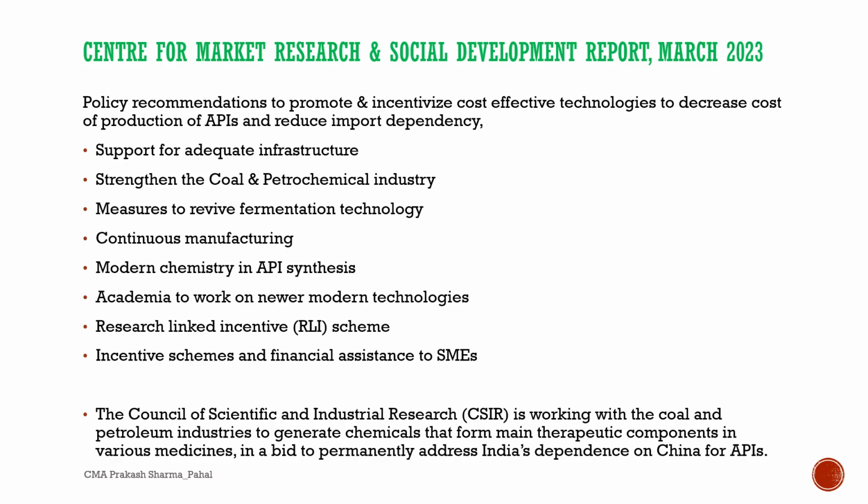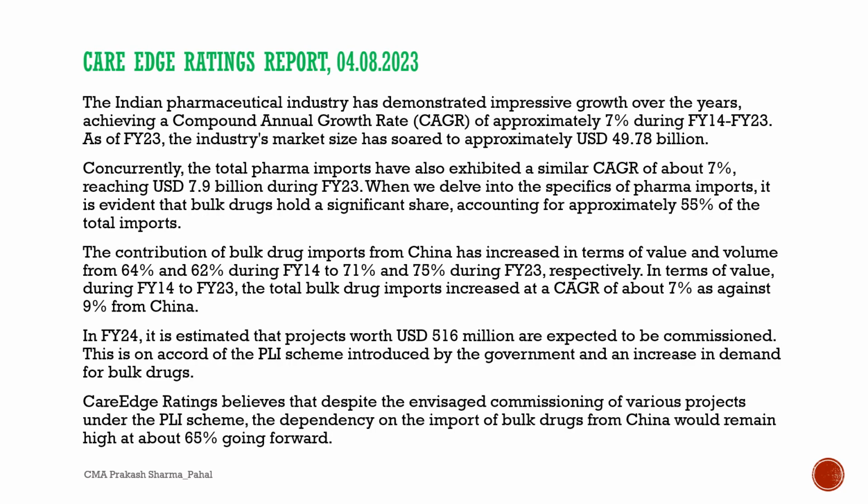The Council of Scientific and Industrial Research is working with the coal and petroleum industries to generate chemicals that form main therapeutic components in various medicines in a bid to permanently address India's dependence on China for APIs. CareEdge Ratings, in their report of 4th August 2023, highlight the Indian pharmaceutical industry has demonstrated impressive growth over the years, achieving a CAGR of approximately 7% during FY 2014 to FY 23. As of FY 23, the industry's market size has soared to approximately USD 50 billion.